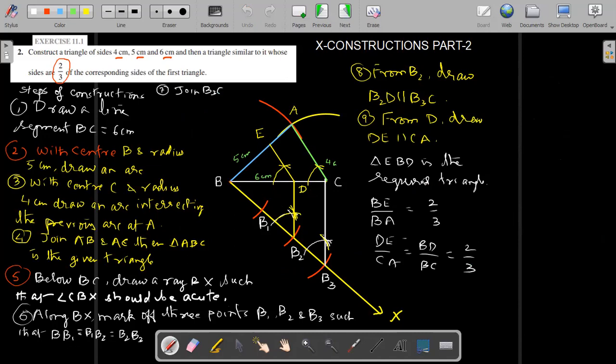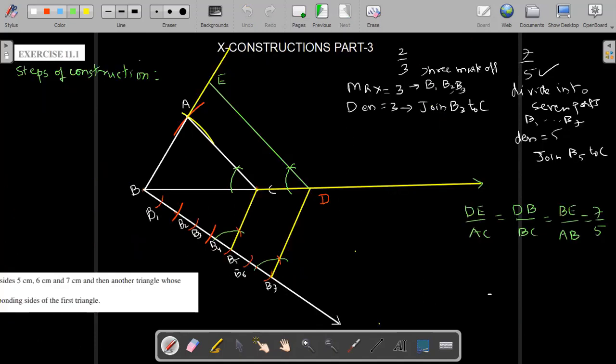Only this will change here: B, B1, B2, B3, B4, and it will go up to 7. And instead of B3 here, you have done first B5. So B5 C, and then draw B7 D parallel to B5 C, and D E parallel to CA. That is the only change here.